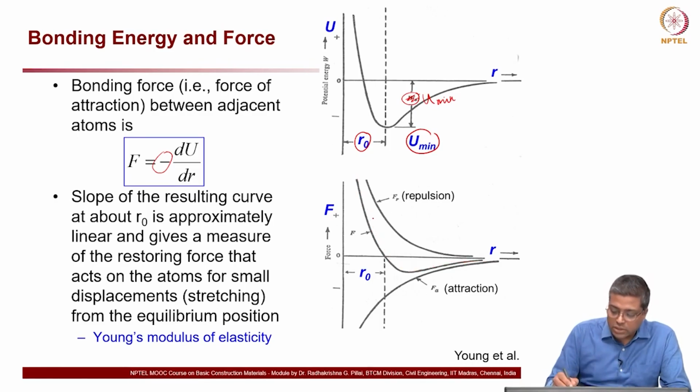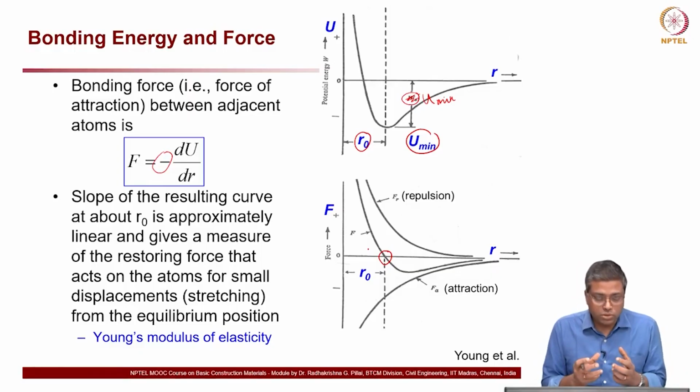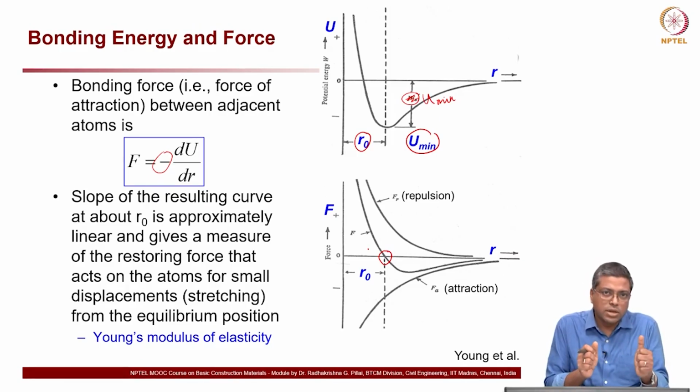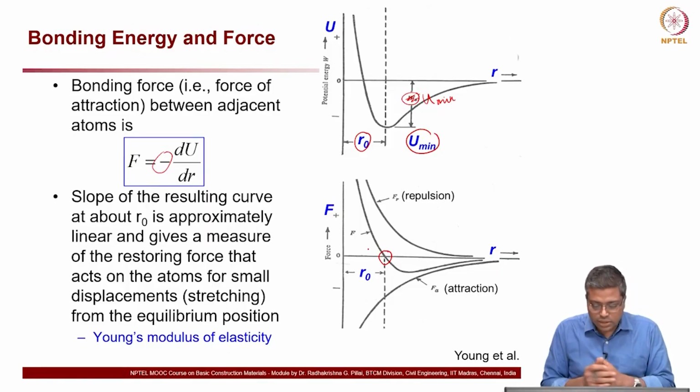Now, the slope of this curve at this point, that is at R0, is approximately linear and gives a measure of the restoring force, or the reaction, that acts on the atom for small displacement. So, when you stretch a little bit, there will be a reaction to keep the material together, and that is what this force represents. I will show this more clearly on the next slide.